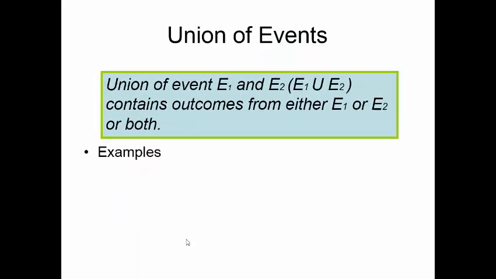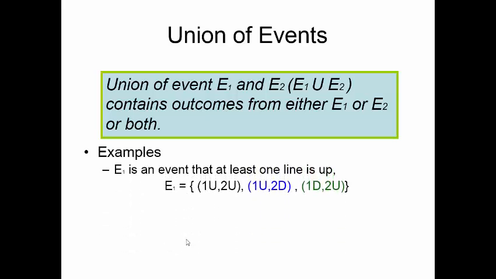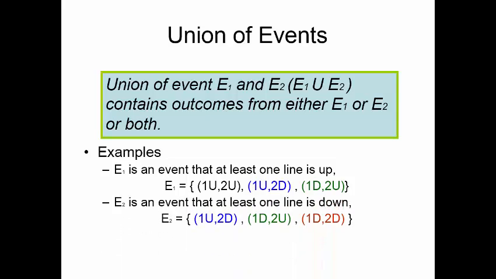Now, how about combining of events? One of the basic ideas is the union of events. If you have event E1 and event E2, the union is defined as E1 union E2, and this contains the outcomes from either E1 or E2 or both.